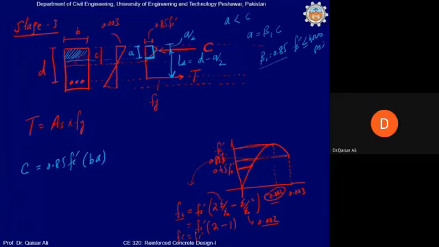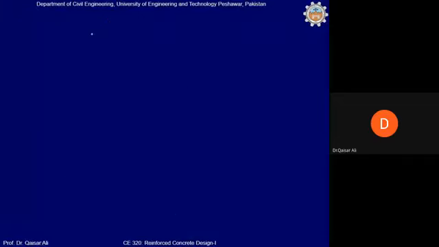So now the calculation becomes very simple. You know the value of tensile force. You can also calculate the value of compression force. So using the equilibrium equation, you know that C will be equal to T. C is equal to 0.85 Fc prime into BA. T is equal to AsFy. So from this you can also develop a relation for compression block depth, which will be equal to AsFy divided by 0.85 Fc prime B. Clear? So for a given beam with given reinforcement, you can calculate the depth of compression block using this relation.